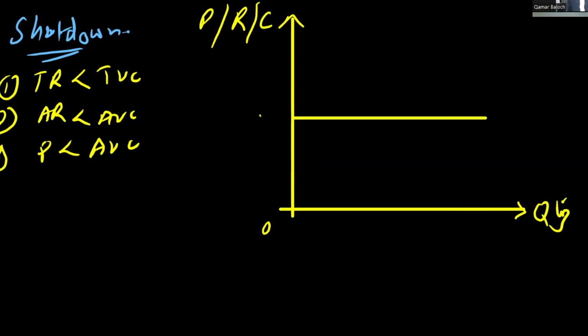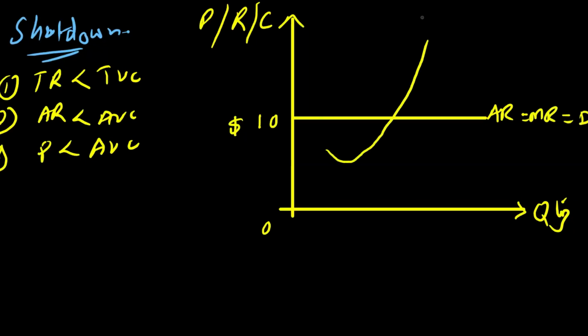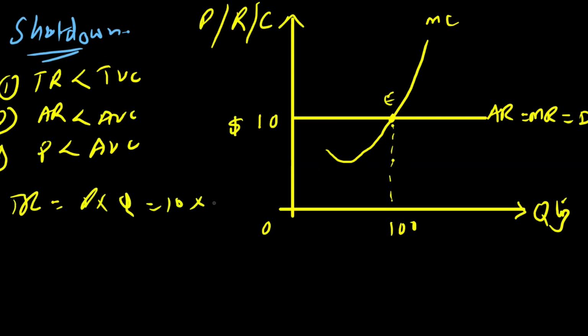So again, we have to follow the same procedure. We have to set price that is equal to average revenue and marginal revenue and equal to demand. And for making an equilibrium point, we have to make the marginal cost curve, and the marginal cost curve cuts marginal revenue at point E, where quantity sold is 100 units. So here total revenue will be P into Q again. P is 10 and Q is 100. So 10 into 100 will give us $1,000 total revenue.